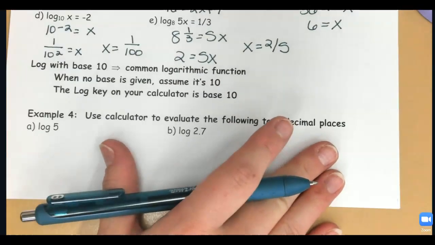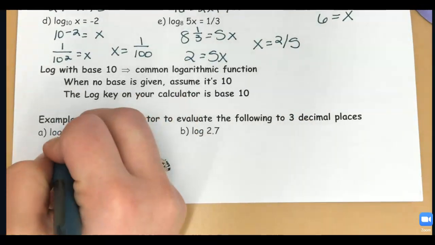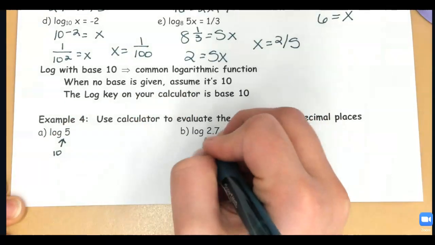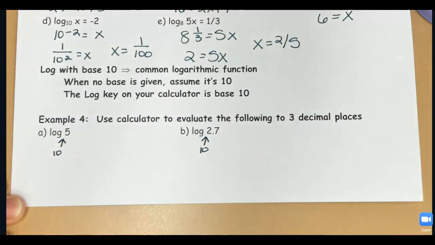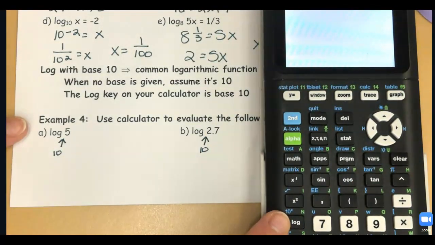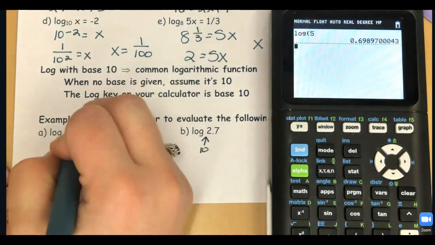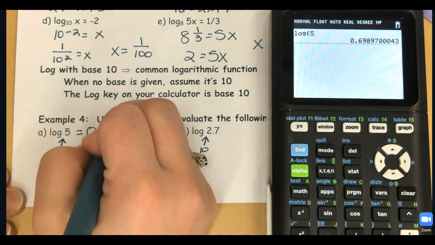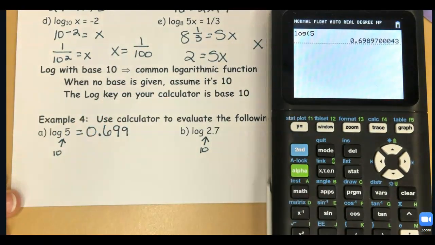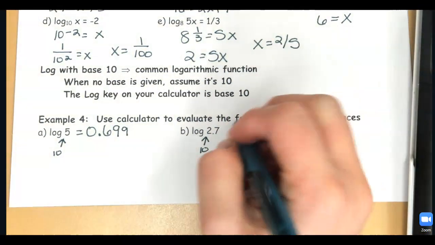And then just again practicing using the buttons on the calculator. If I want to evaluate these two logs, when there's not a base written, we assume it's 10. So I can use the log button that's on my home page of the calculator right here next to the number 7. So if I want the log of 5, I can just type in log 5. And for most of these, we're going to round to 3 decimal points. Same thing for log of 2.7. Just going to round to 3 decimal places.